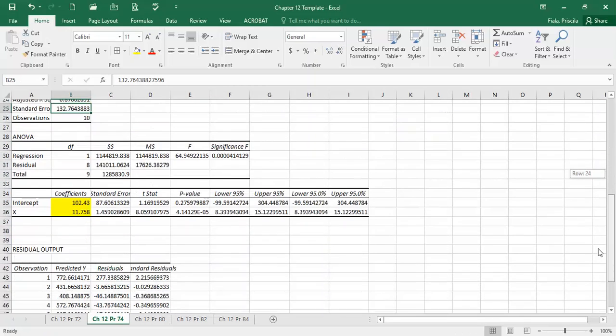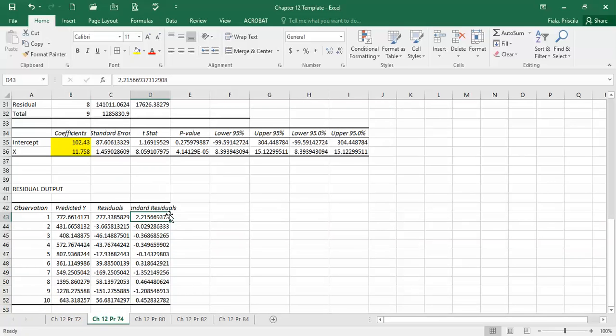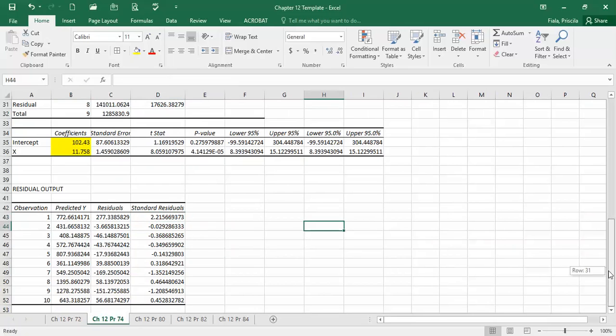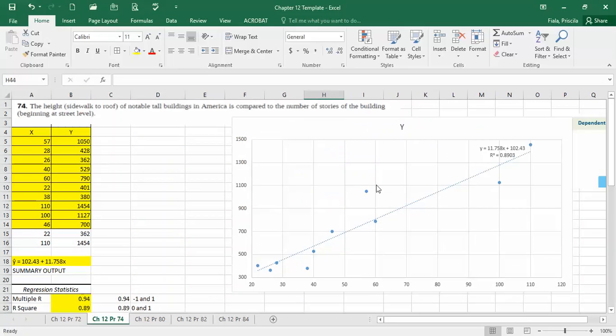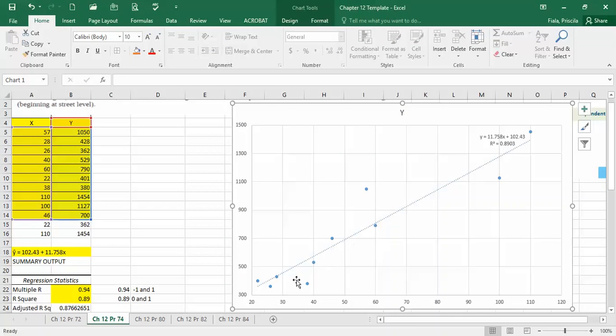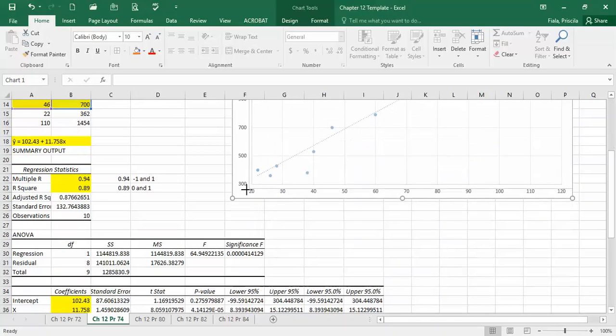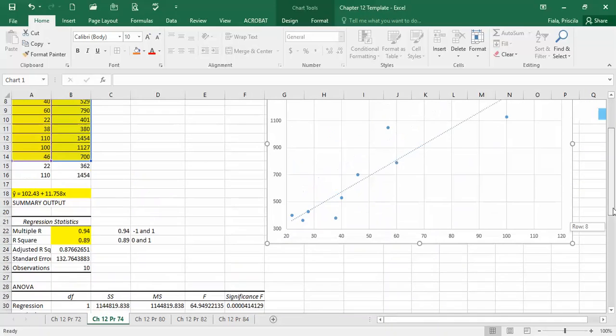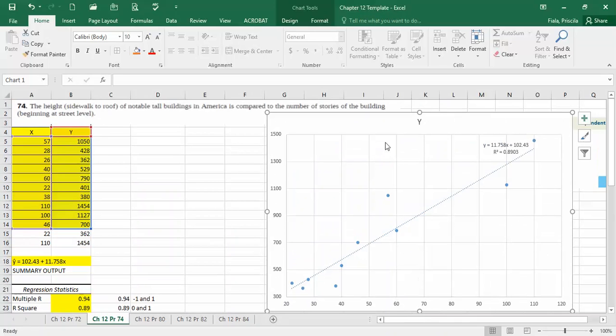But another thing I want you to look at here, and the reason I put these residuals, is because one of the problems is going to ask you about outliers. Well, by looking at this graph, if this is my line of best fit, would you find any extreme outliers? I would say pretty much this one right here, right?